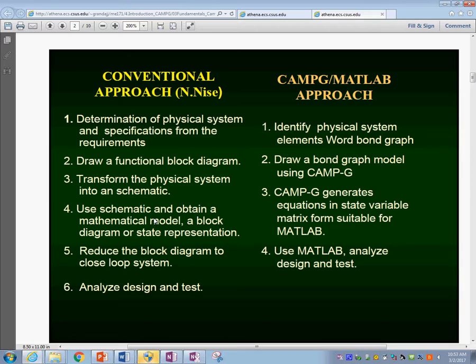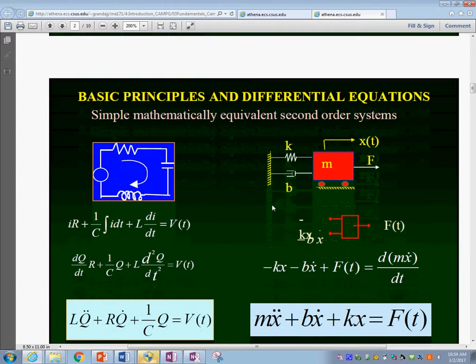In the CAMG MATLAB approach, you identify the physical system elements first. You may use word bond graphs so that you can describe how the system is connected. Then you draw a bond graph model that, using CAMG, describes the system that you have, and then tell CAMG to set it up in such a way that we get MATLAB input files, and then just use MATLAB to do the simulation. That's the idea.